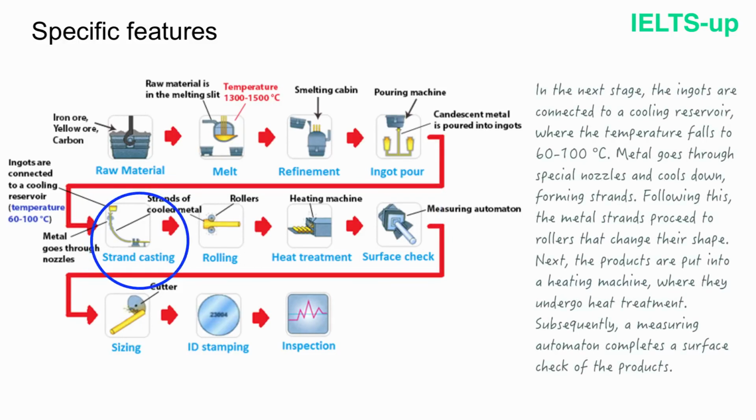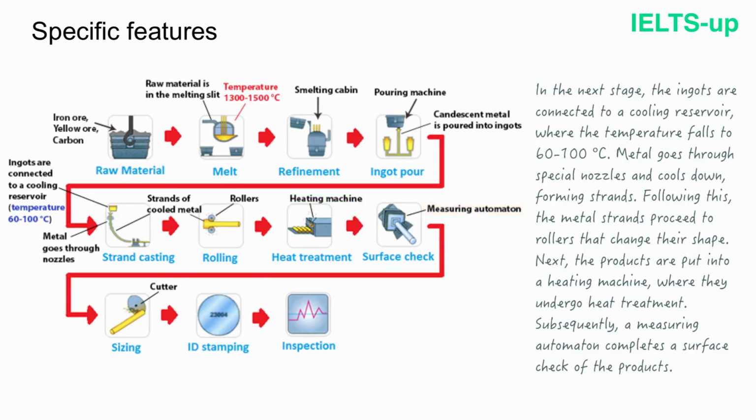In the next stage, the ingots are connected to a cooling reservoir, where the temperature falls to 60–100 degrees Celsius. Metal goes through special nozzles and cools down, forming strands. Following this, the metal strands proceed to rollers that change their shape. Next, the products are put into a heating machine, where they undergo heat treatment. Subsequently, a measuring automaton completes a surface check of the products.